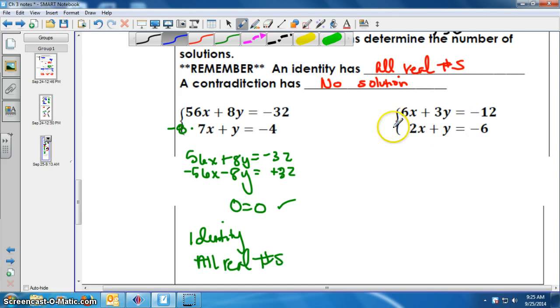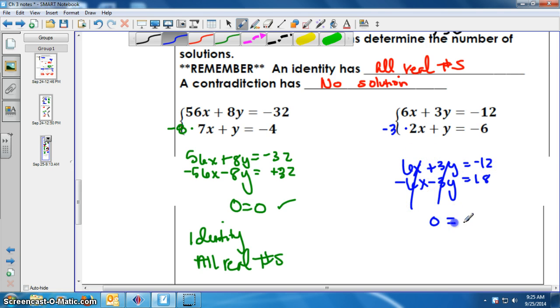So next, on this one, we would multiply by 3. I'll just use, again, elimination. It's my fave. So negative 6x minus 3y equals 18. Rewriting the top equation just above it. And then I wind up with 0, 0 on this side, and then over here I wind up with 6. And that is not true. So that means that there is no solution for this one, since I have that contradiction.